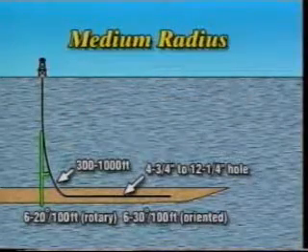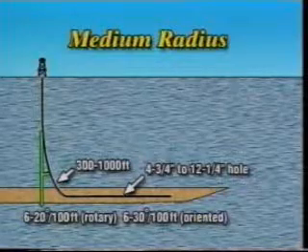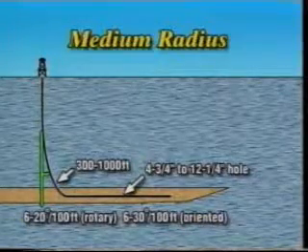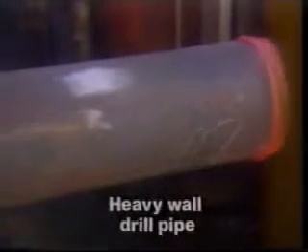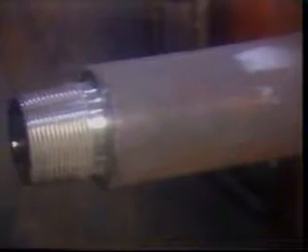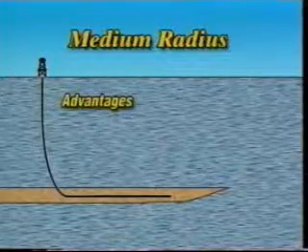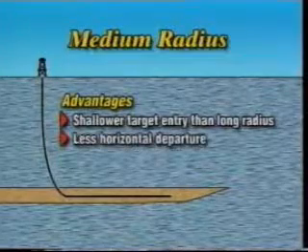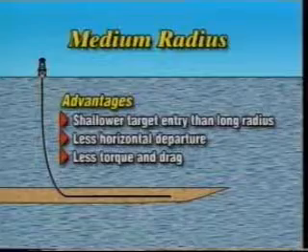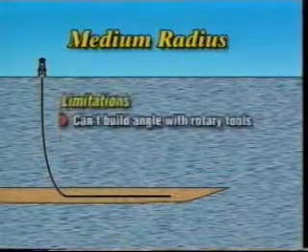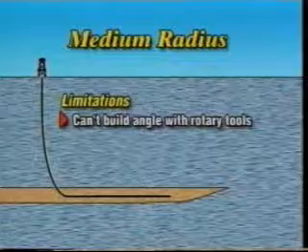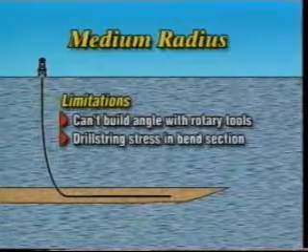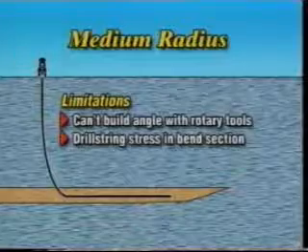Medium radius methods employ specially designed motors for bend sections and either rotary assemblies or steerable motor systems for lateral sections. Heavy wall drill pipe can be used for build rates of up to 15 degrees per 100 feet. Higher build rates require compressive service drill pipe. Compared with long radius drilling, a medium radius well can reach the lateral section at a shallower depth and with less departure from vertical. Torque and drag tendencies are also less. Relative disadvantages are the inability to build angle using rotary methods and the fact that the tighter radius places more stress on the drill string.